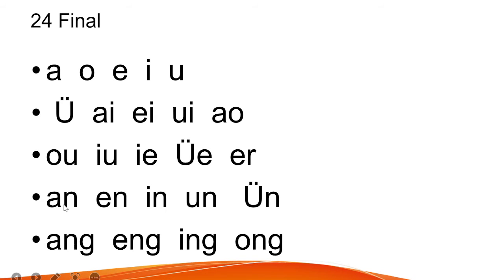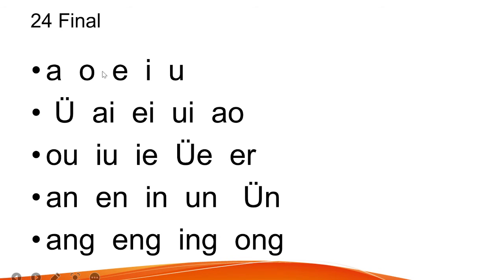AN and EN sound similar, but the difference is A and E. IN pronounced as in, UN pronounced as un, U with double dots and N pronounced as yun. ANG and ENG again sound similar, but the difference is A and E. ING pronounced as ing, ONG pronounced as ong.